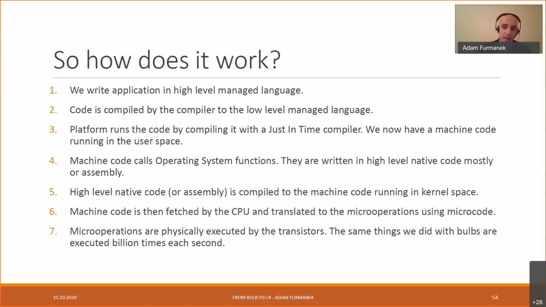Then these WinAPI functions switch from user space to kernel space. And in the kernel space, they typically run some assembly code, which is compiled to machine code. Then the machine code is fetched by the CPU, translated to micro operations and to the microcode. And these micro operations are finally executed using the transistors, or using the light switches where we started.